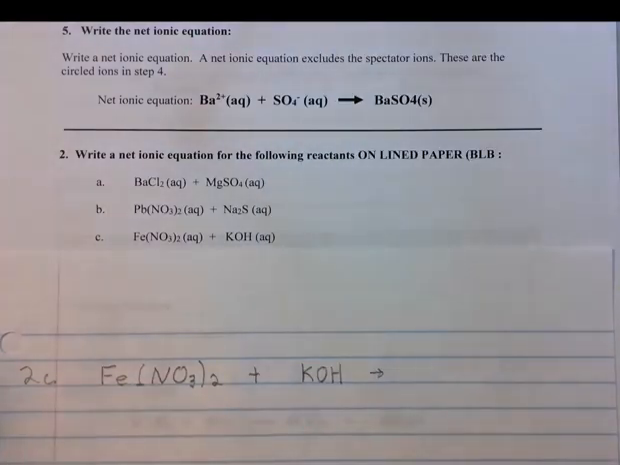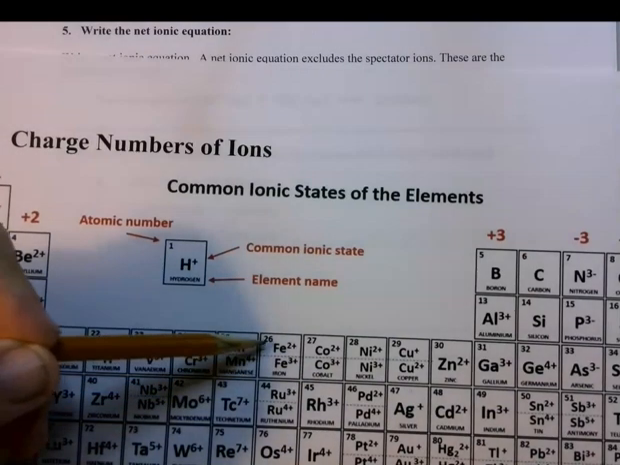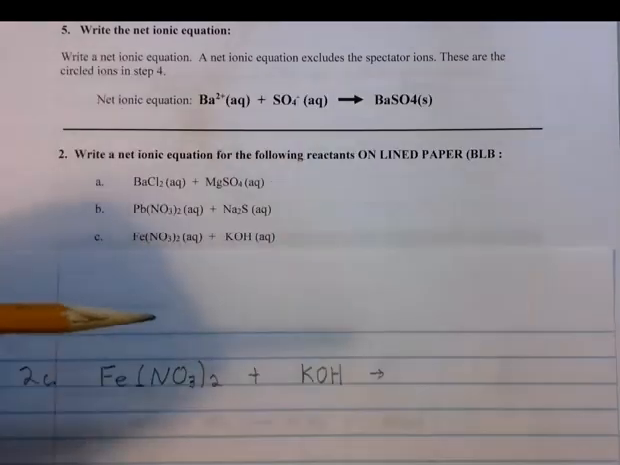So what I want to do is figure out what the charges are on each of these ions, because I have to be able to write them individually with their charge. So iron, let's look at iron. It can either be a 2 plus or a 3 plus. So which is it? You don't know. Well, here's how you tell.